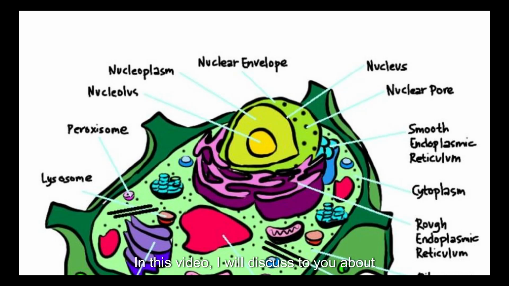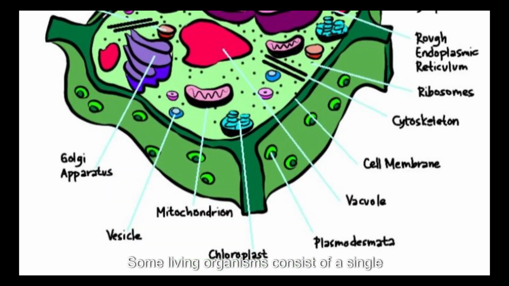In this video, I will discuss plant cells. The cell is the basic unit of almost all living organisms. It is the structural and functional unit of life. Some living organisms consist of a single cell, such as the plant green algae and the animal amoeba, while larger ones are made up of millions of them. Most cells are extremely small and hardly visible to the naked eye.